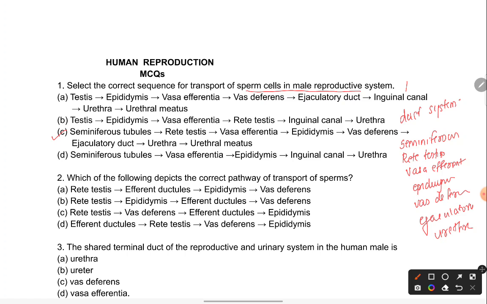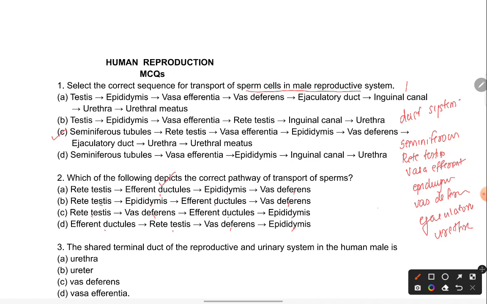Okay, now see the second question. Which of the following depicts the correct pathway of transport of sperms? Same question, but see the options, the terms in each option are fewer. The options are: rete testis, efferent ductules, epididymis, vas deferens; rete testis, epididymis, efferent ductules, vas deferens; rete testis, vas deferens, efferent ductules, epididymis; efferent ductules, rete testis, vas deferens, epididymis. Here the new term is efferent ductules.